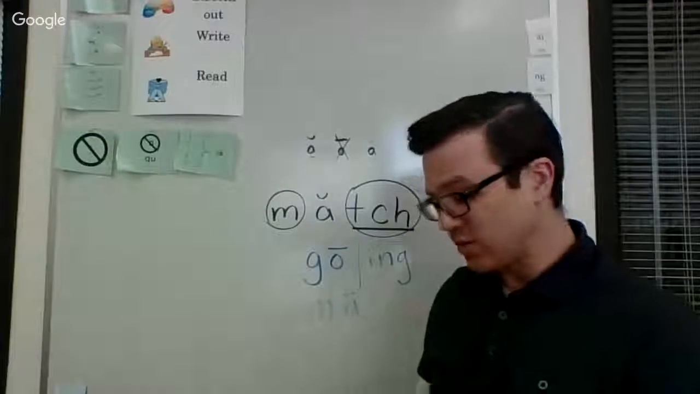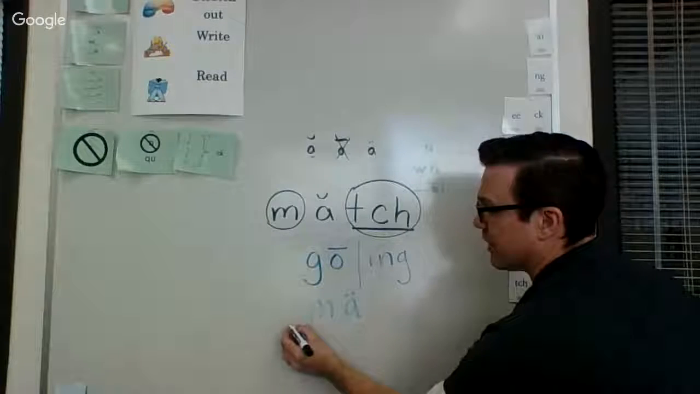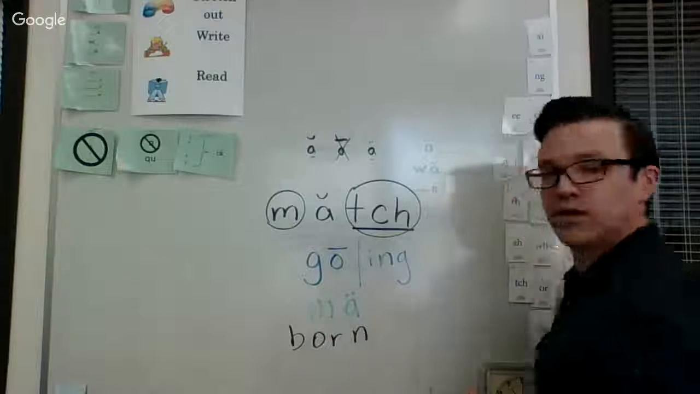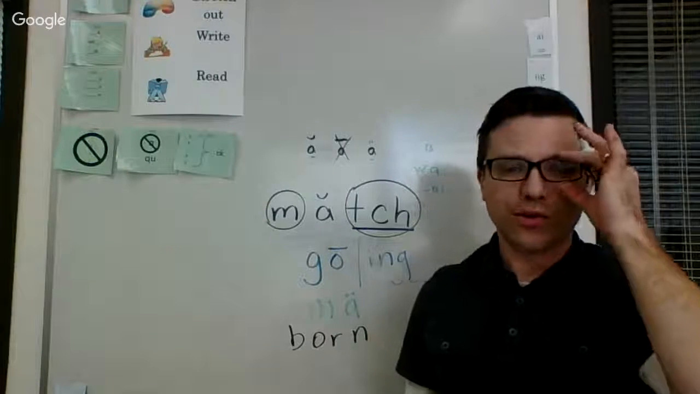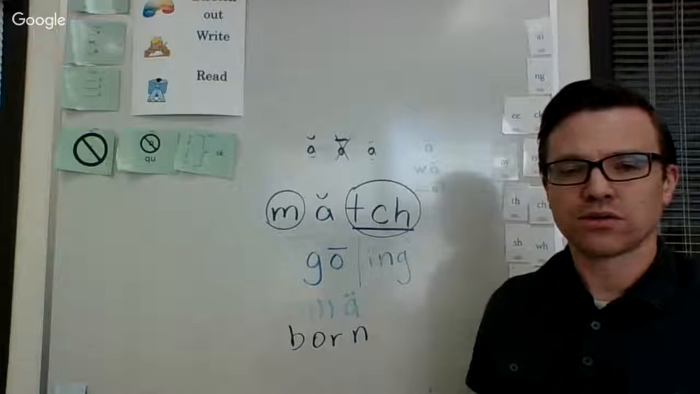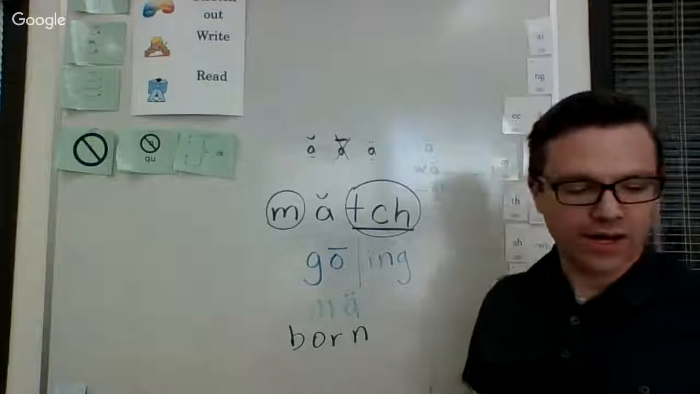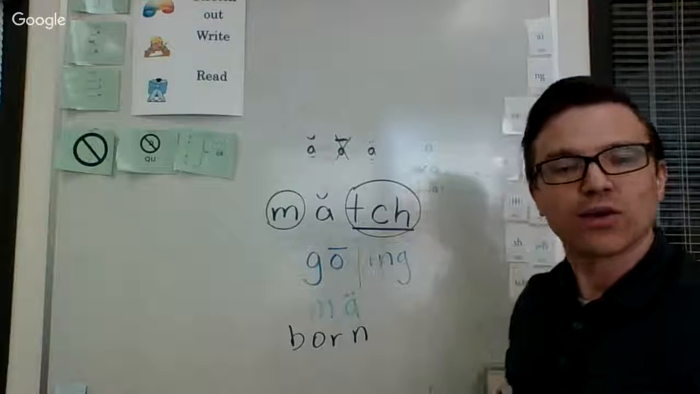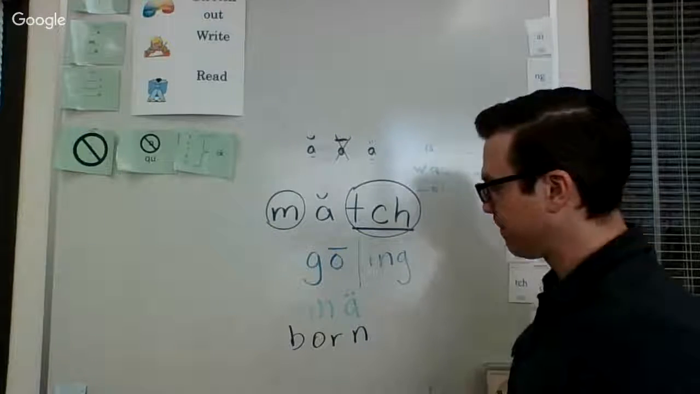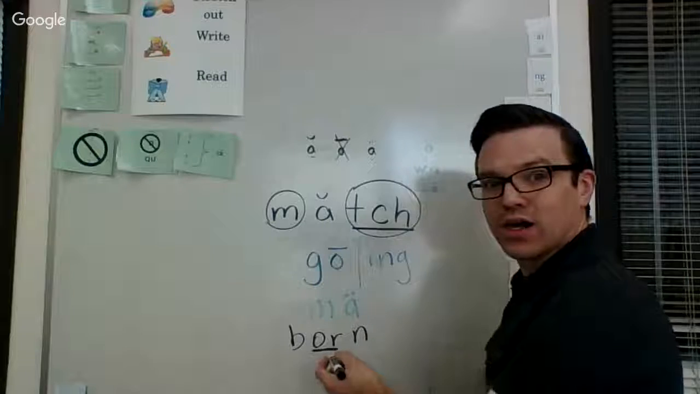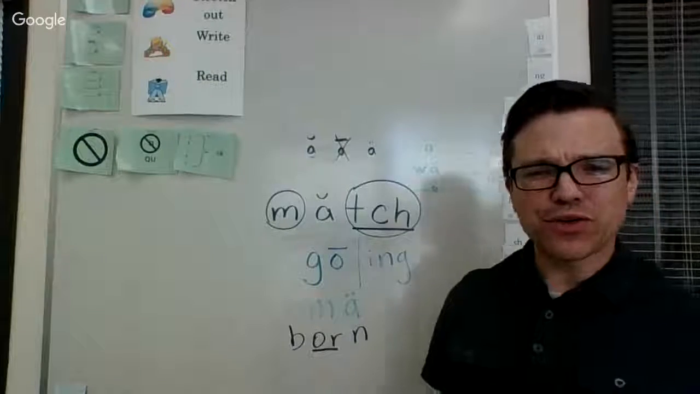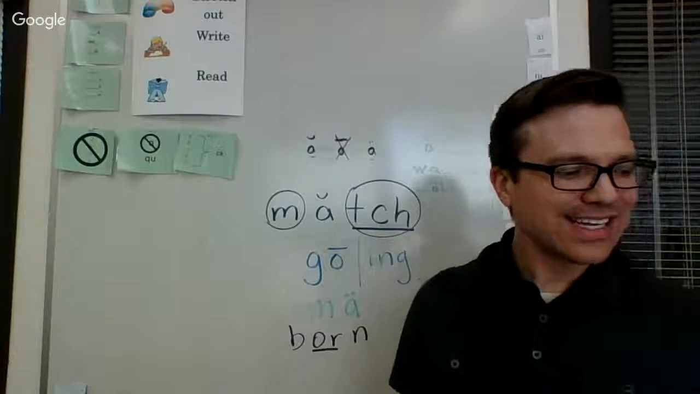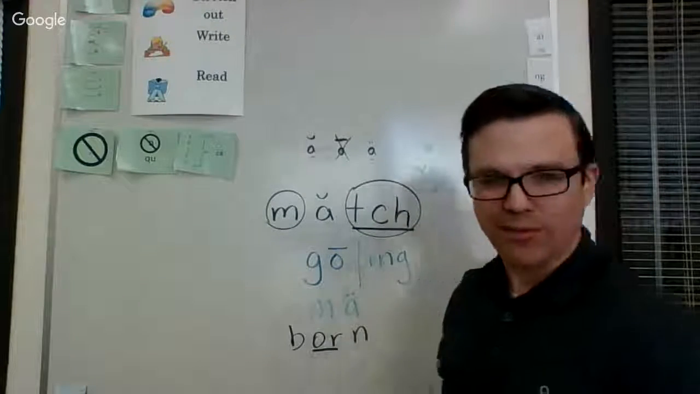Let's do one last one. Go ahead and write this word. B-O-R-N. Underline any phonograms. All right. What's that word? Born, right? What did you underline? You should have underlined the O-R, right? And what kind of a phonogram is that? I'll give you a hint. R. It's an R-controlled phonogram, right?